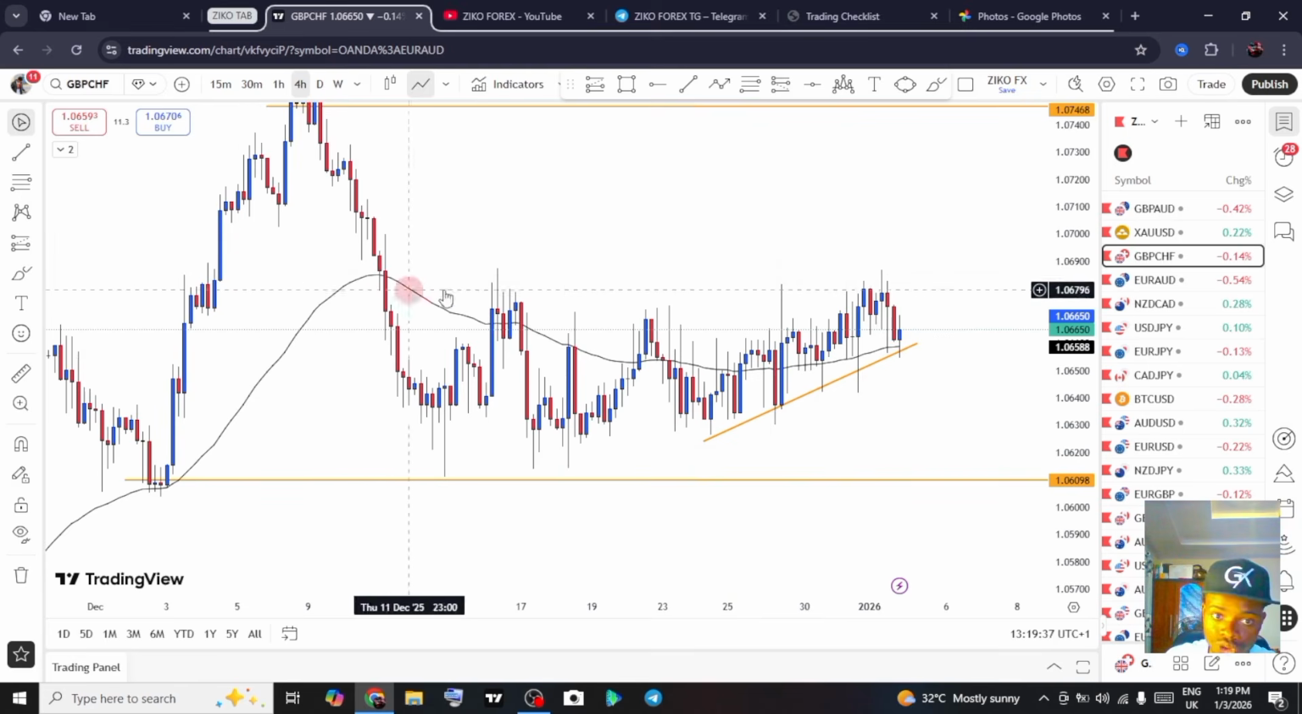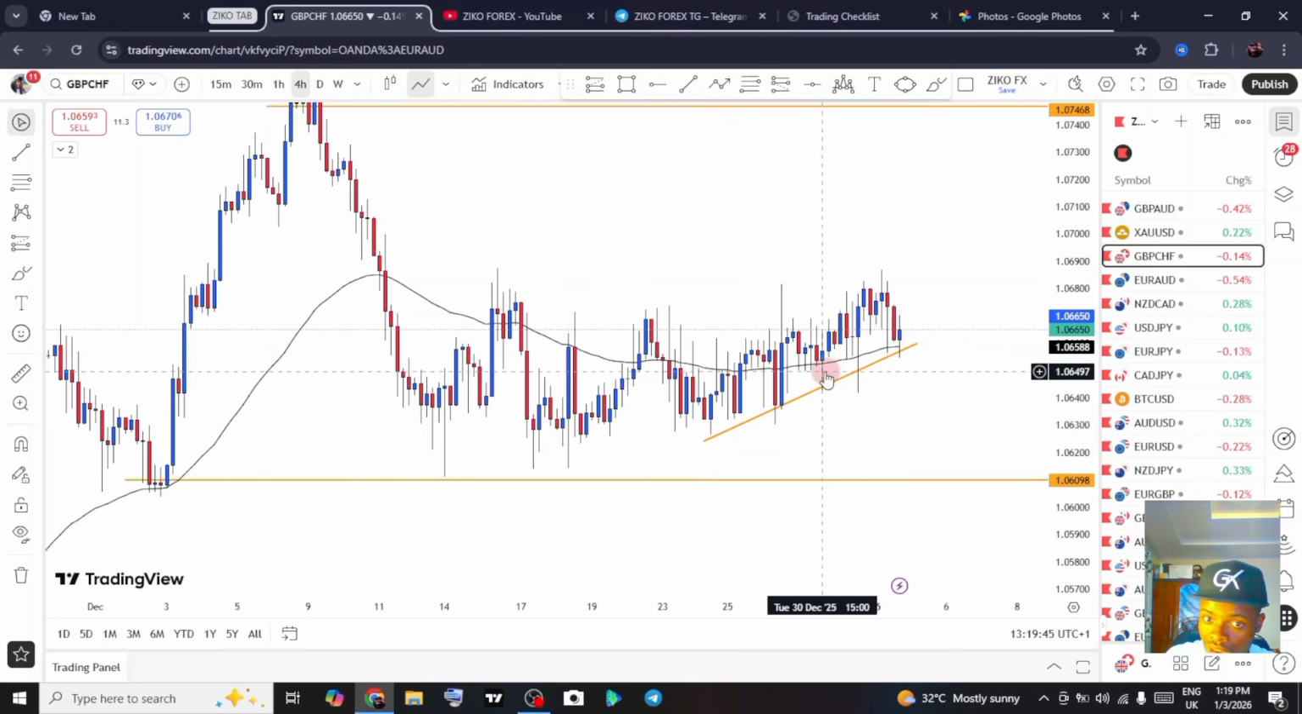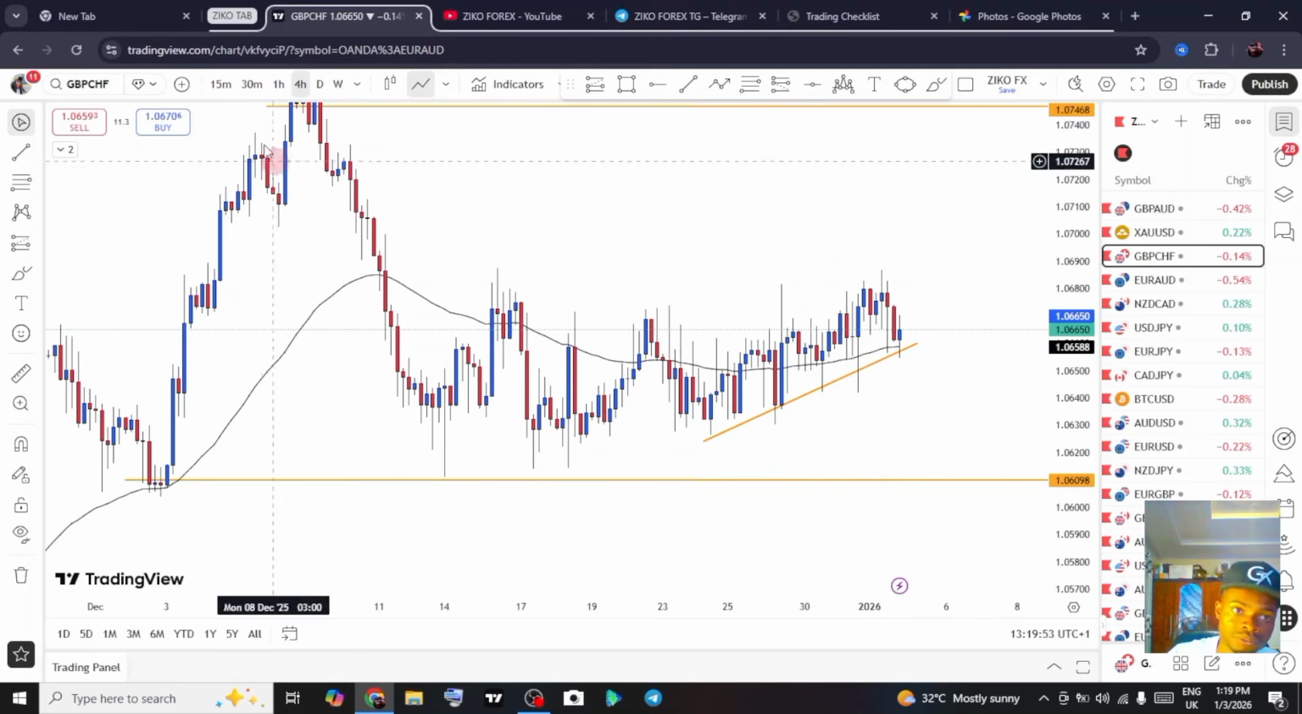From the EMA as well, you can clearly see that price is currently holding. The EMA is holding price currently as support. As you can clearly see, there are also multiple rejections to the downside, right? So this is a sign that the market could actually buy, right?